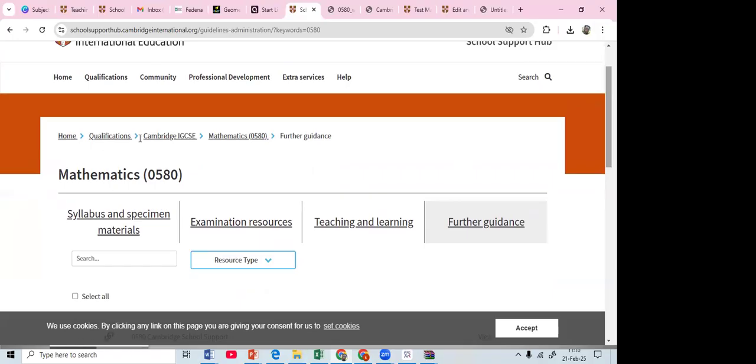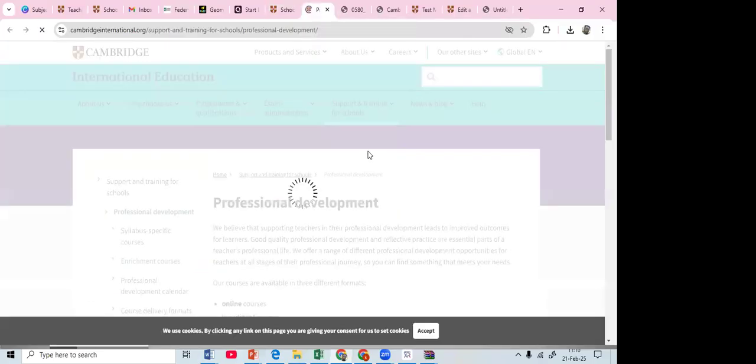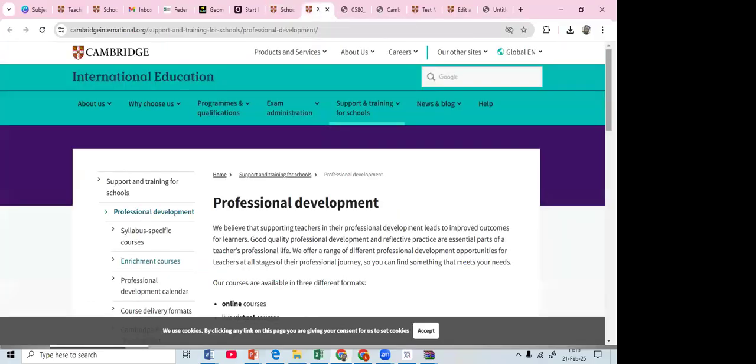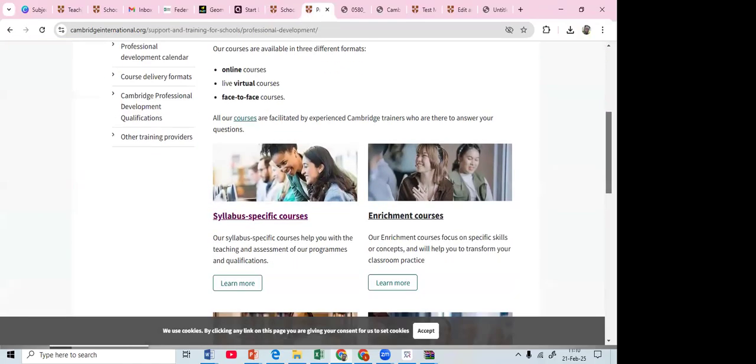But as a teacher, you may also need at one point to mark the Cambridge exams. For you to mark, you must have taught Cambridge, but also you must have done some certificates, what we call the Cambridge certificate. So once you're on this portal, you go to what we call professional development. Cambridge always conducts professional development courses that you can do. Some are online, others are virtual, others are face-to-face. Sometimes the face-to-face are conducted in Kenya, others are conducted online. So you choose which option you want.